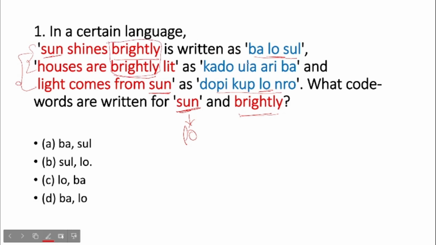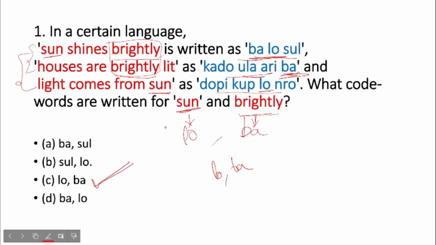So the common word in the coded statements would be the result for brightly. Here B A L O, S U L K A D, O U L Y A R I B A. Again, B A and B A is common. So that means BA would be the code word for brightly. So the answer would be LO BA.